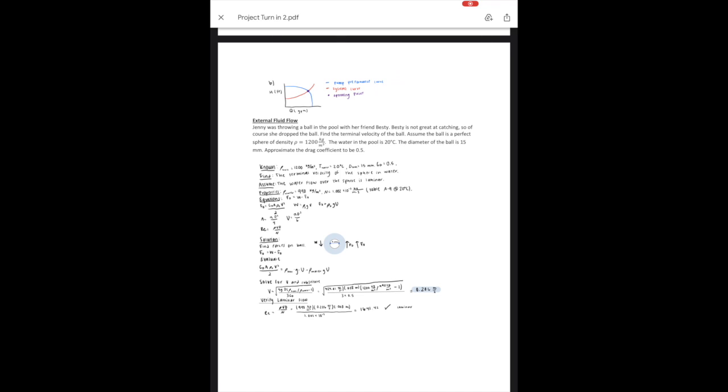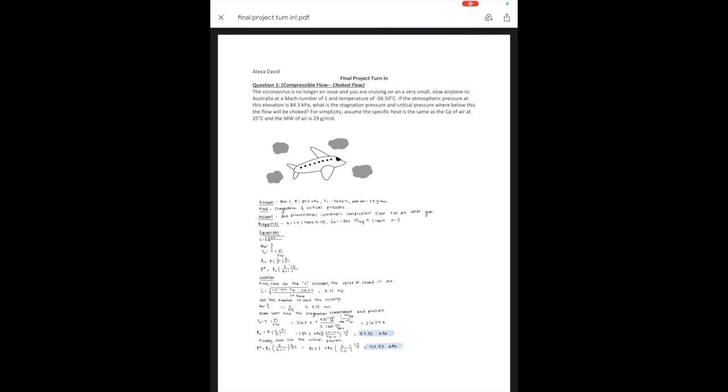Then you evaluate that, so then you're able to solve for V and substitute that into that equation, and then last but not least, verify that it is indeed laminar flow, so these equations apply.